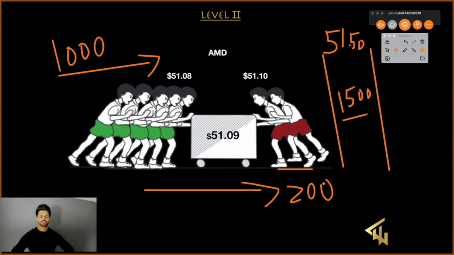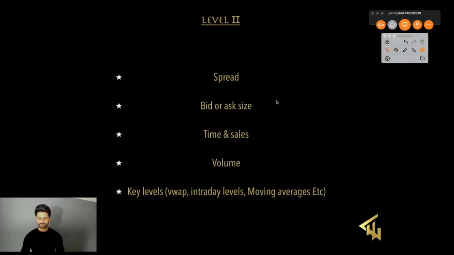So now that's where you start looking at that key level for scalping: as we get closer to 51.50, does this number increase? Is this number going to decrease? These are the basic concepts of reading level 2 and reading the tape.